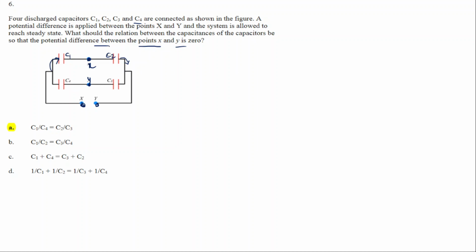Now a potential difference is applied. Let the potential at point X's end be 0 and at the other end Y be V, so their potential difference is V. If we take the potential at point X as Vx, then the charge stored in capacitor C1 becomes, as we know Q equals CV, C1 times (V minus Vx), which equals the charge stored in capacitor C2, that is C2 times Vx.